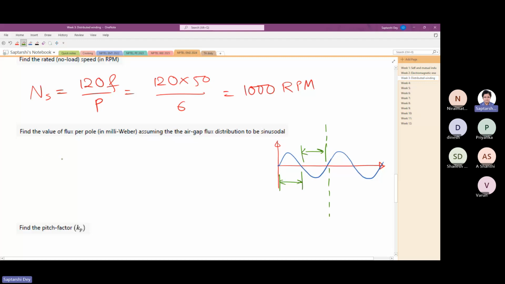Basically, you take an infinitesimal area in the air gap. So if this is the machine, you take an infinitesimal area on the air gap. If it is d theta, an infinitesimal angle, and this is radius r, the area is r d theta times L. L is the stack length or active length of the machine in this direction, times B. B is a function of theta. It is varying with theta.